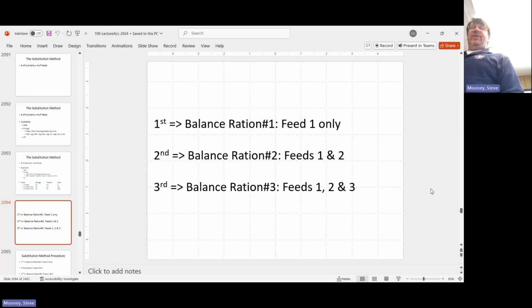So we're going to deal with 3 rations. The first one we're going to try is just using the one feed, our forage feed only. What is the advantage of doing that? If I can get it done with just the forage, it's probably going to be the cheapest diet I can give that animal. If that doesn't work, we're going to bring in our second feed, feed 2. If that doesn't work, we're going to go and bring in our third feed.